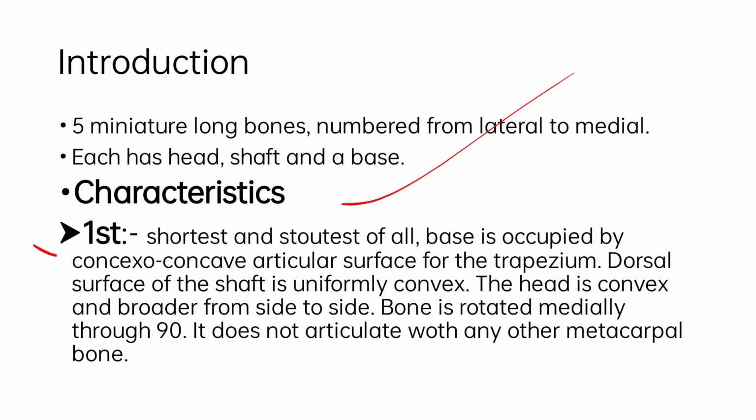Now, first we'll see the characteristics of the first metacarpal. It is the shortest and stoutest of all metacarpal bones. Alright, it's the shortest of all metacarpals. The base is occupied by a convex-concave articular surface for the trapezium.